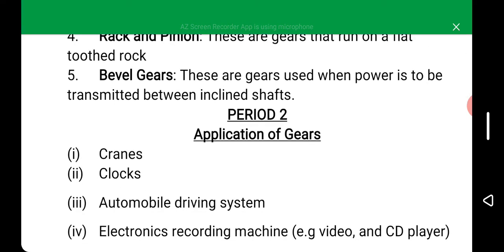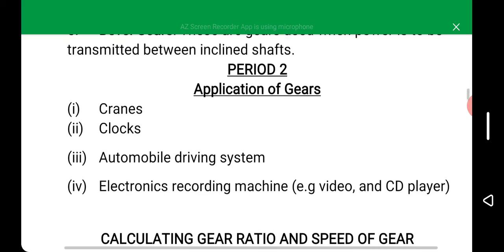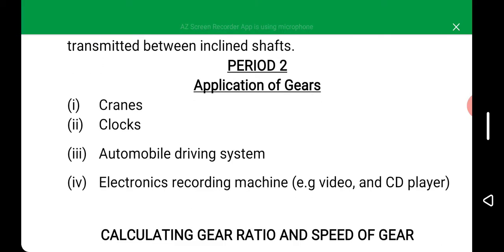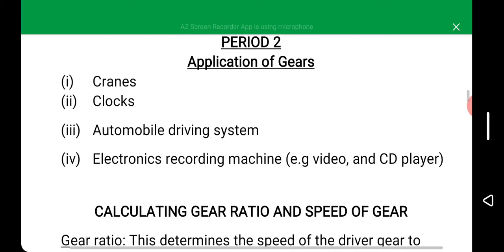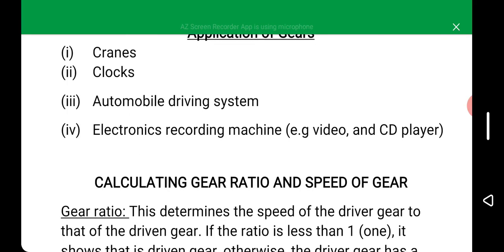So, application of gears. Crane. So what do you mean by crane? This is a vehicle that we use in construction to lift heavy loads. So if you look at this very well, you see the gears there. Also clocks. We have it in automobile driving systems and electronic recording machines, e.g. video and CD players. So now, let's look at the calculation: calculating gear ratio and speed of gear.